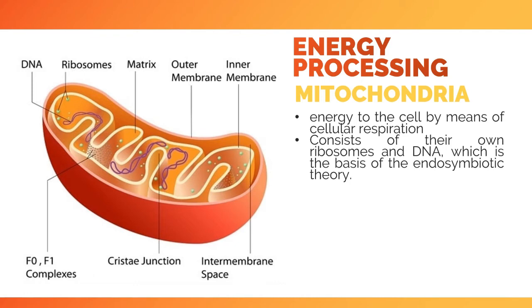Next one is we have what we call mitochondria. It is known as the powerhouse of the cell, and it is the center of respiration of the cell. It gives energy to the cell by means of cellular respiration. And also, it contains oxidative enzymes that converts sugar to ATP or adenosine triphosphate. It consists of their own ribosomes and DNA, which is the basis of the endosymbiotic theory. The endosymbiotic theory or the symbiogenesis is the theory of the origin of eukaryotic cells from prokaryotic organisms.